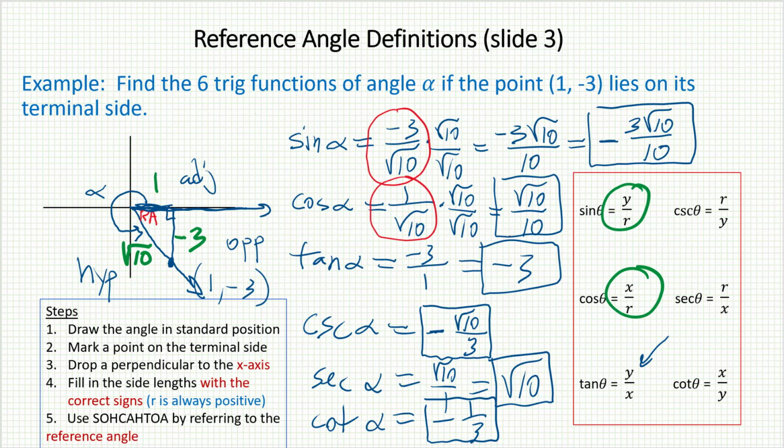Again, the moral of the story: whether your angle is in degrees or radians, whether it's negative or positive, whether it's big or small, as long as you can find a point on the terminal side, you can write down the 6 trig ratios.